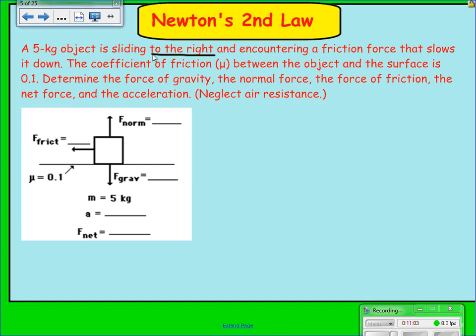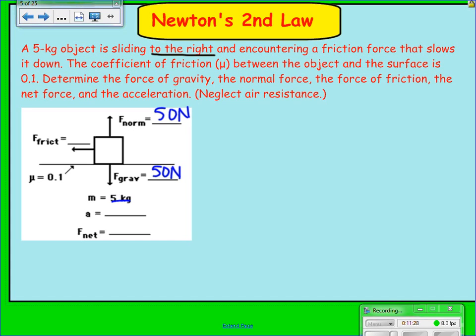I'm told that the object has a mass of 5 kilograms, just like before. So the first thing I can figure out is the force of gravity. 5 kilograms times 10 is going to give me 50 newtons. Now, since this object is in equilibrium in the y direction, meaning there's no acceleration up or down, then I know my normal must be equal to that. And so that's also going to be 50 newtons.